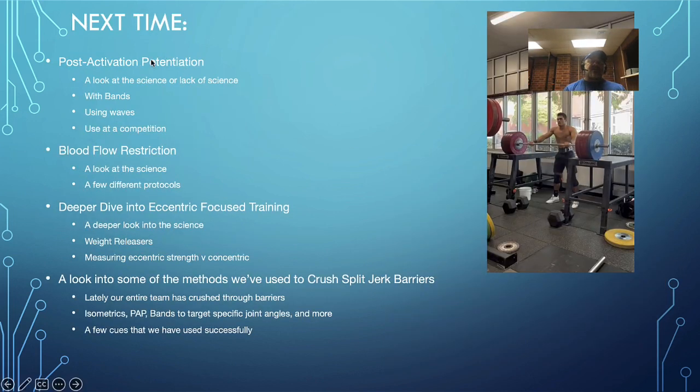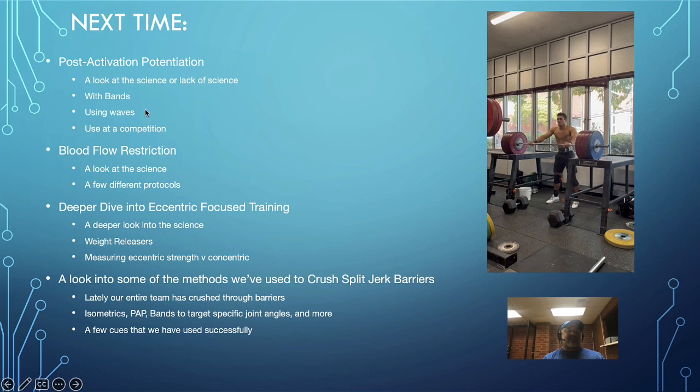All right, next time we're going to talk about post-activation potentiation. We're going to look at the science, or lack of science. We're going to talk about doing it with bands, using waves. We're going to show you how to use it at a competition. Blood flow restriction, looking at science, a few different protocols. There's a lot. We use all of these, by the way. So, a deeper dive into eccentric focused training, a deeper look into the science. We're going to look at weight releasers, measuring eccentric strength versus concentric, how to actually measure it and see what you need to work on.